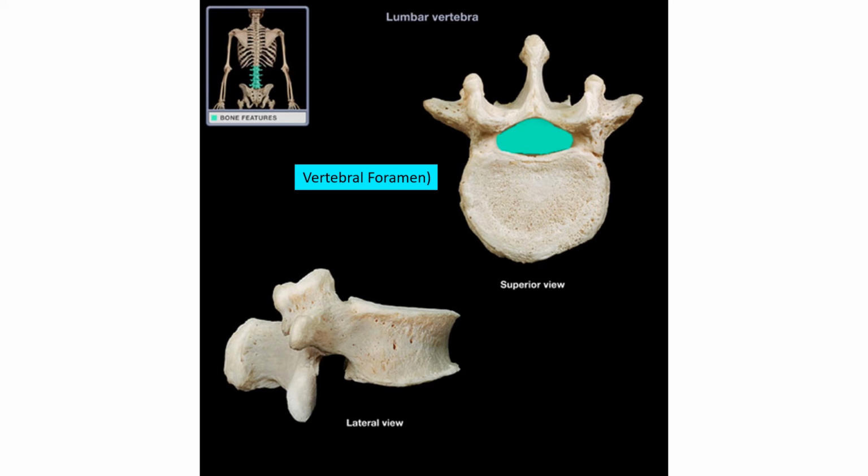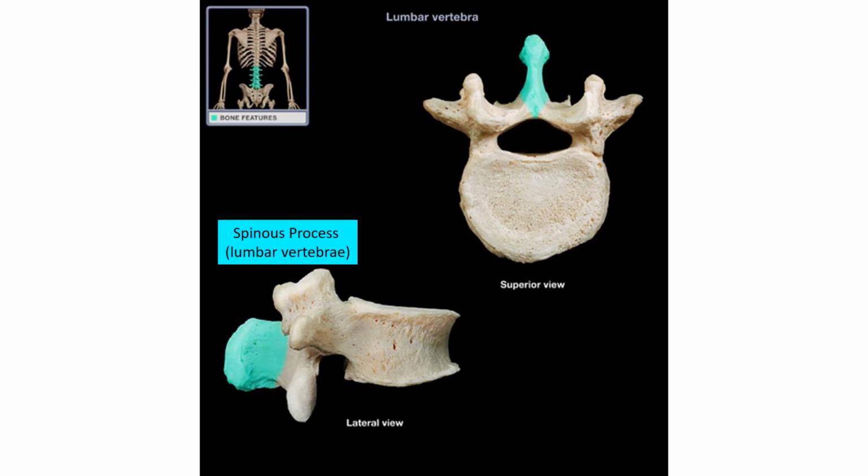Now, the green marked area is the vertebral foramen, and let us see next slide is the spinous process. Of course, it is pointing posteriorly, but if you look at the lower left image, you can see that it is a bit short and much thicker than any spinous process of any vertebra above it.